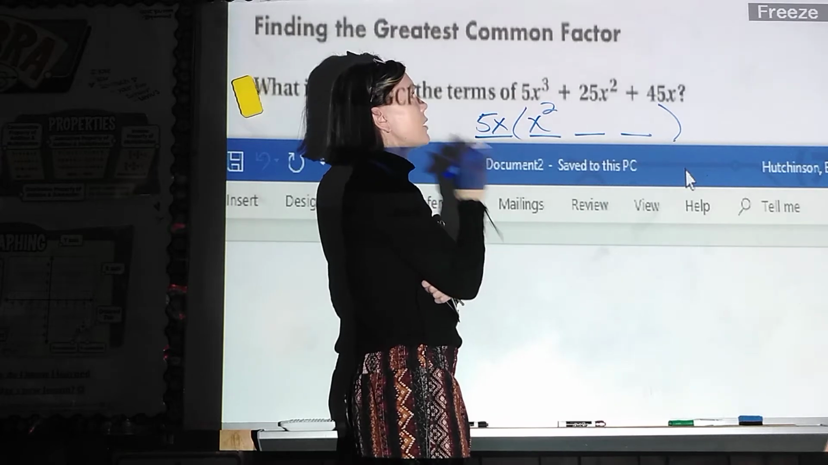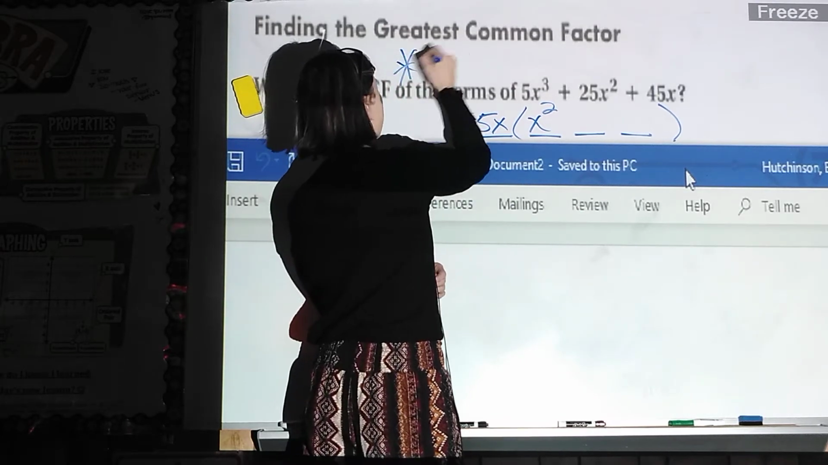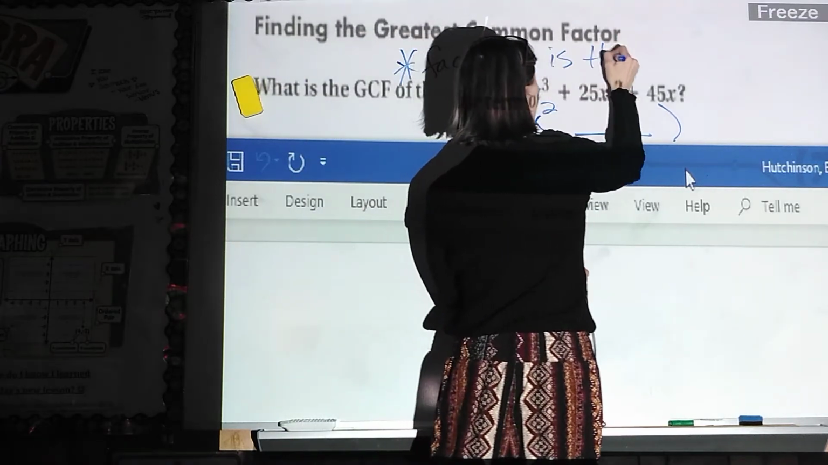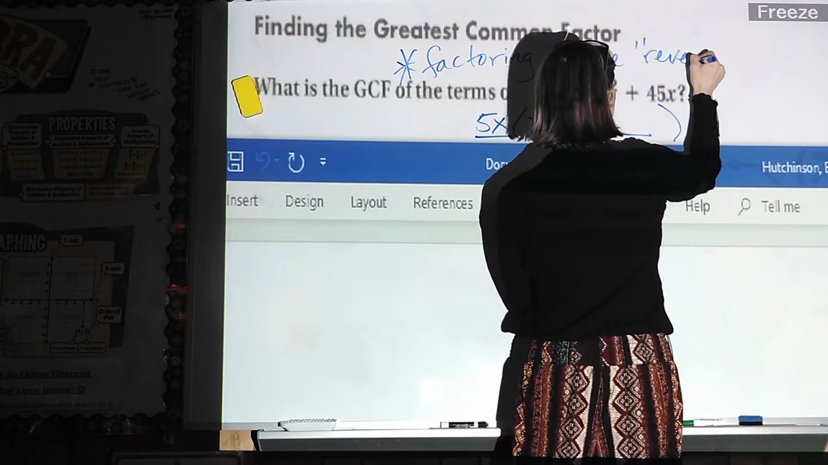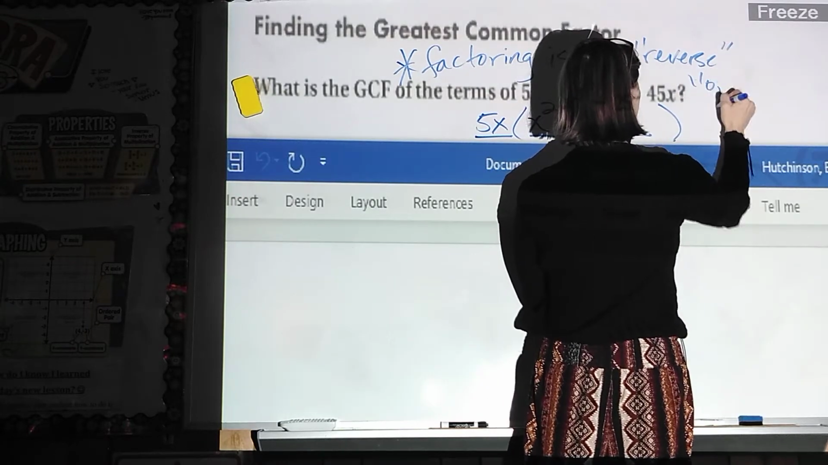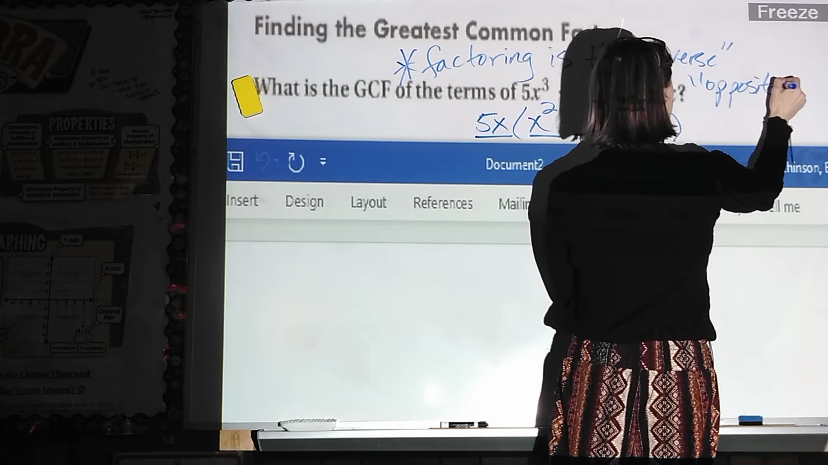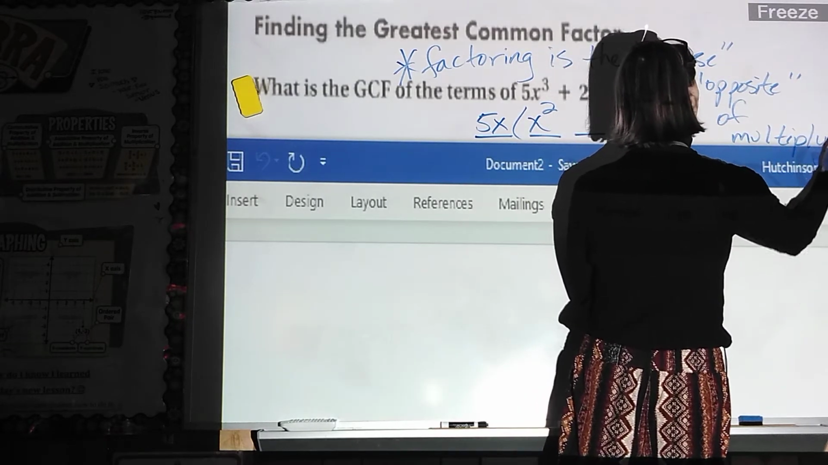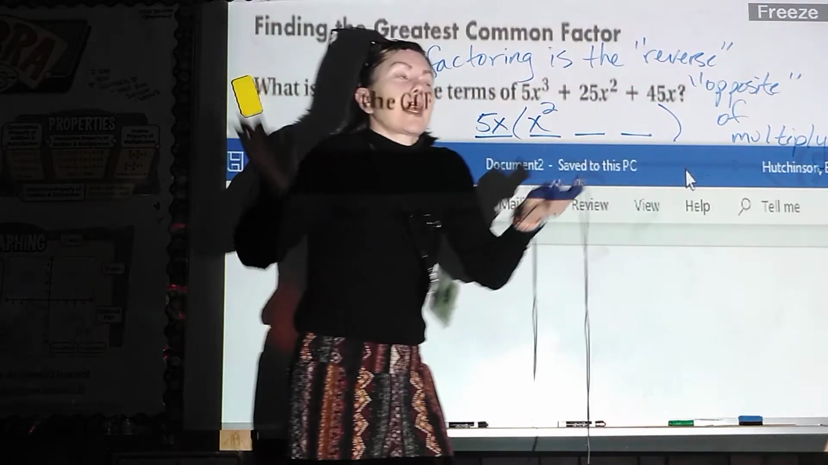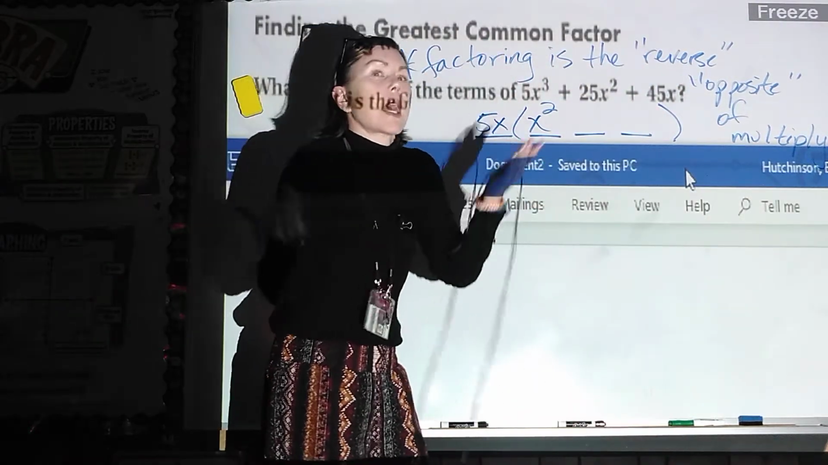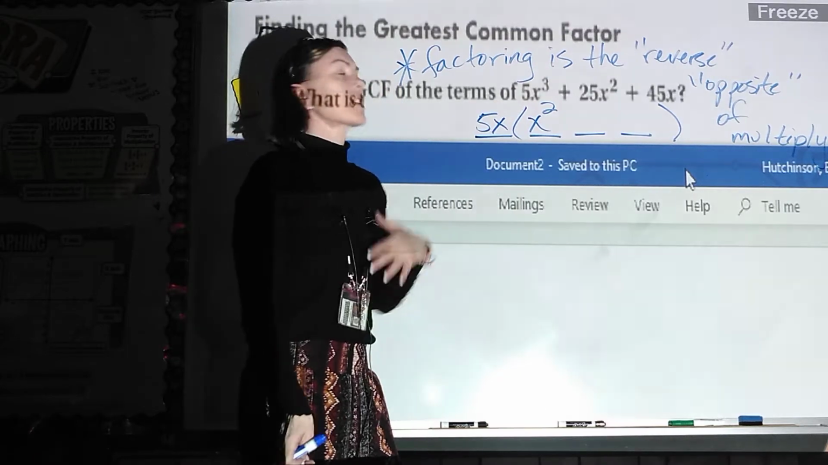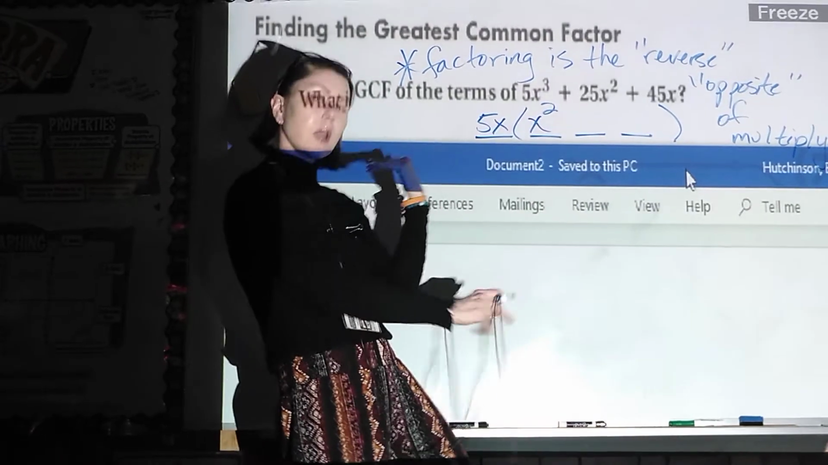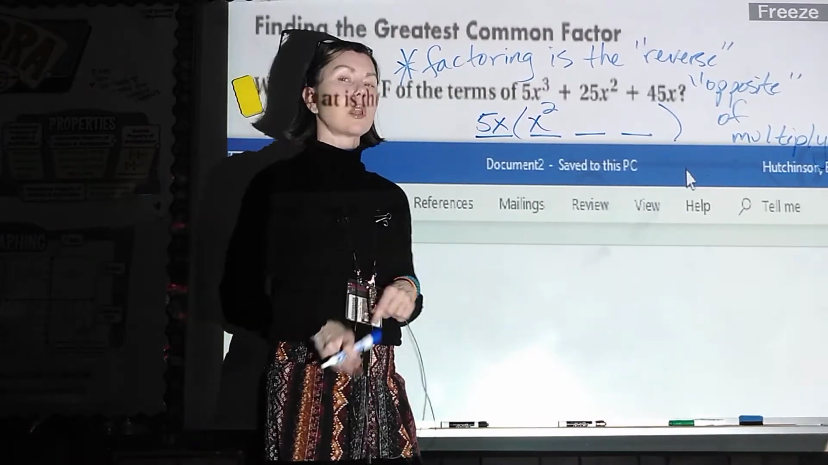Okay? What I need you to know, and everybody put a star and write this down. Factoring is the reverse, write this down, or opposite of multiplying. This is what you need to know. Everyone thinks that factoring is like this big, mysterious thing. It's really not. Okay, factoring is just the reverse or the backwards or the opposite of multiplying, and I'm going to show you that in 1 minute, okay?